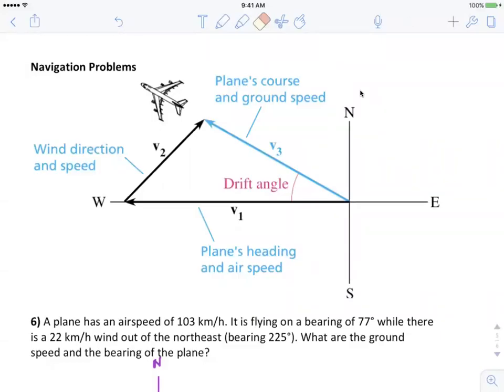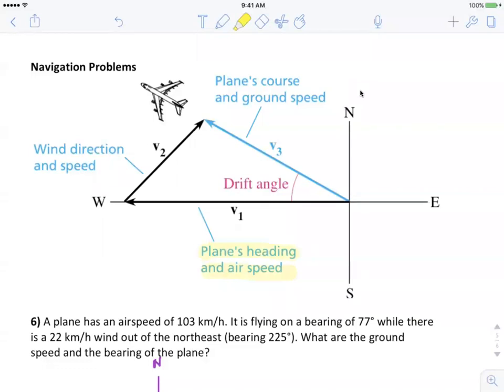Hey class, we're going to finish off 8.3 with some navigation problems. We have some terminology here. Suppose there's a plane trying to travel in a certain direction. That will be the plane's heading and airspeed. If there was no wind involved, that would be the plane's direction and speed.